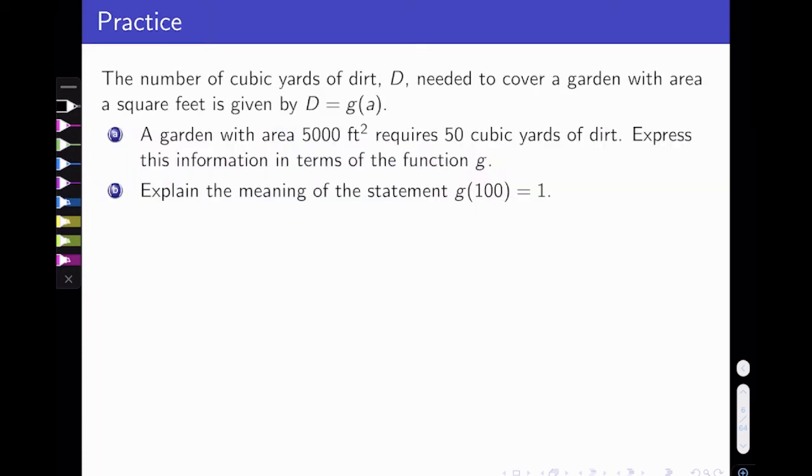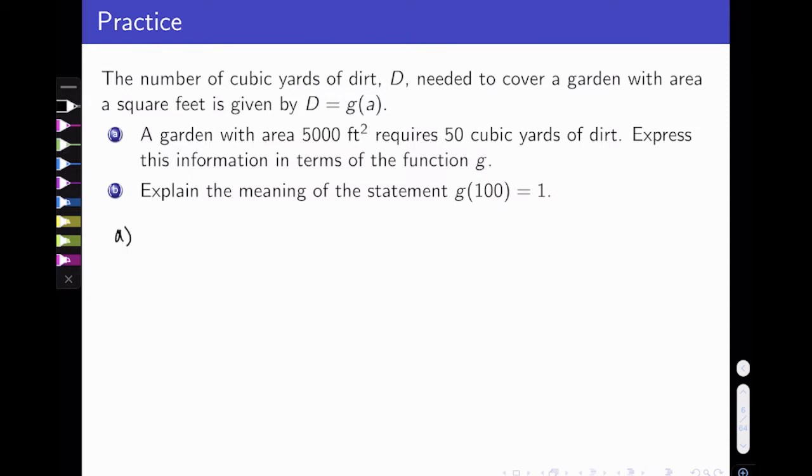Let's take a look at an example. The number of cubic yards of dirt, which is represented as capital D, needed to cover a garden with area A square feet is given by D equals G of A. A garden with an area of 5,000 feet squared requires 50 cubic yards of dirt. We want to express this information in terms of the function G.